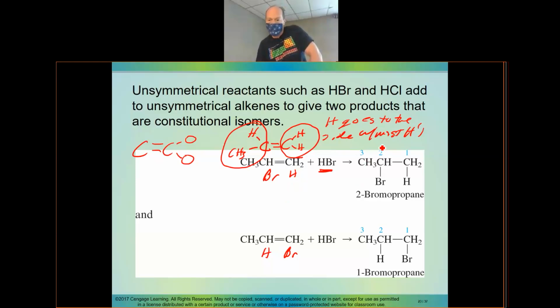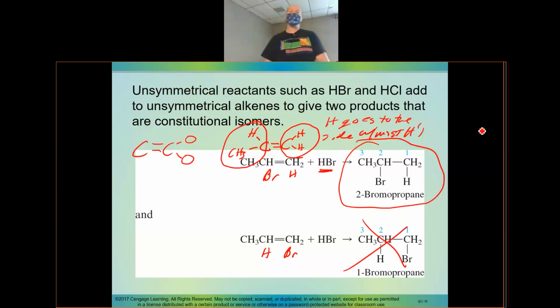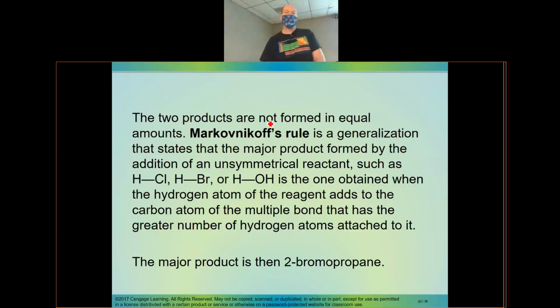All right, and so here is our product. This is the product. This is not the product. All right, and so your only product is a 2-bromopropane. You do not get 1-bromopropane. Markovnikov's rule. H goes to the side with the most H's. All right, and so you might get a little bit of the other product, but by far the major product is the Markovnikov product, which you get from the Markovnikov rule.